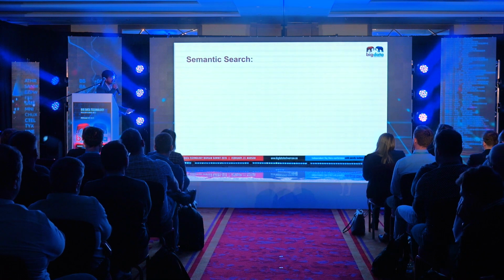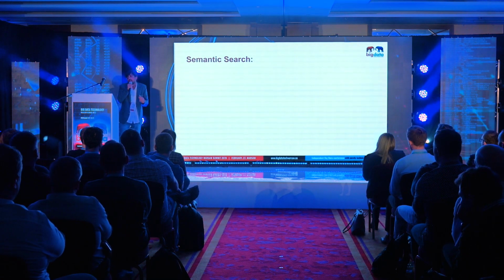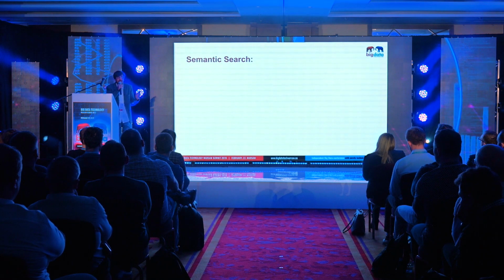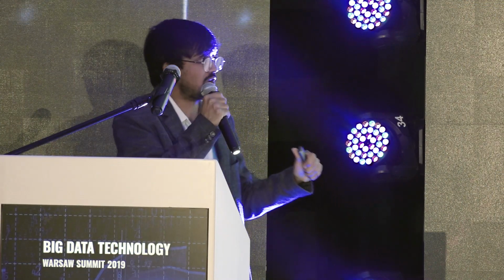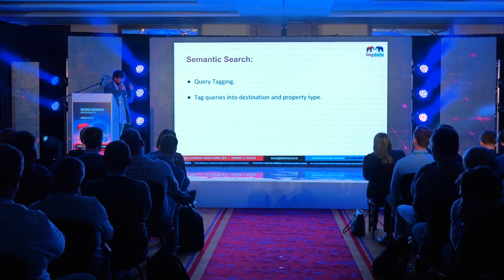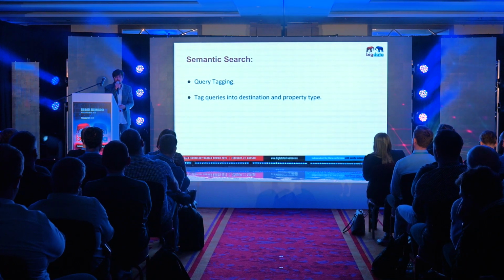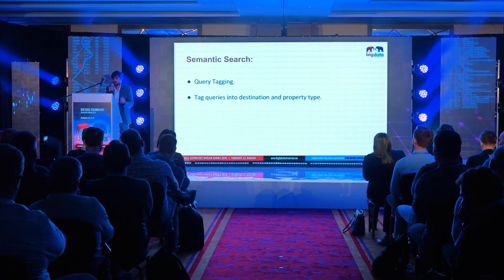So it started with a pretty basic one. We know that the majority of the users search for something like hotels in Spain, which is a property type in a destination. So we began with query tagging. We can already tag elements in the queries into destination and property types. This can already help us know, hey, this is the property type they want, and this is where they want to go. And we are already highly optimized for search when people search for a destination.